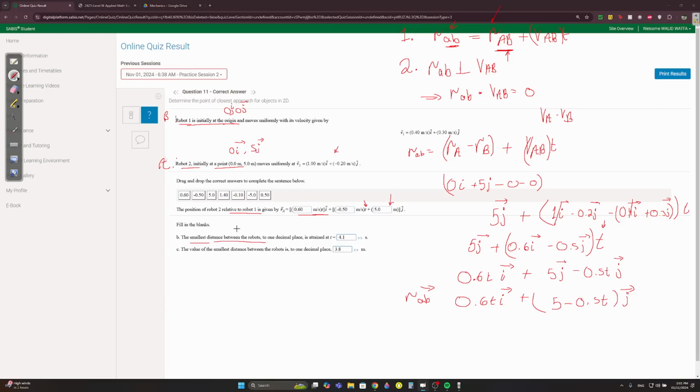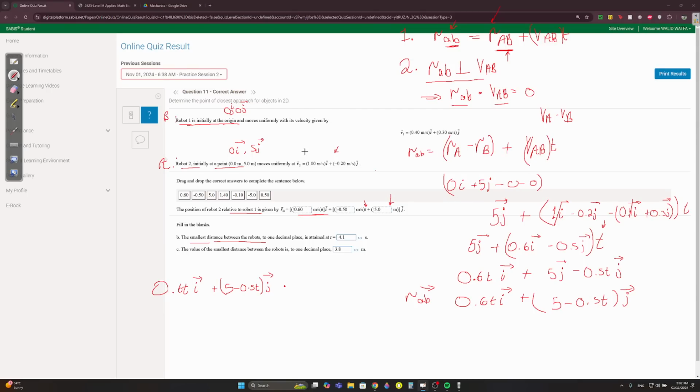Now you do that they're perpendicular. We finished the first step, we found RAB. Then you do the second step: RAB is perpendicular to VAB. What does this mean? That means RAB times VAB equals 0. So 0.6T I plus 5 minus 0.5T J times VAB. What is VAB? VAB, we found it's over here, 0.6I minus 0.5J.